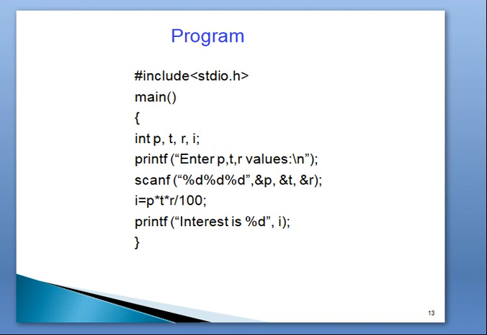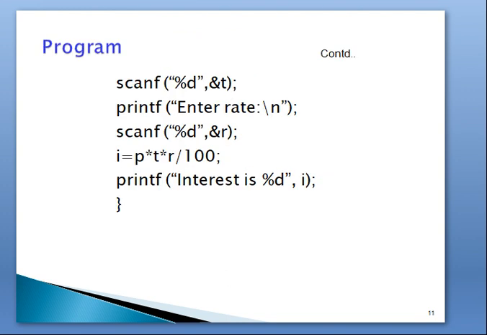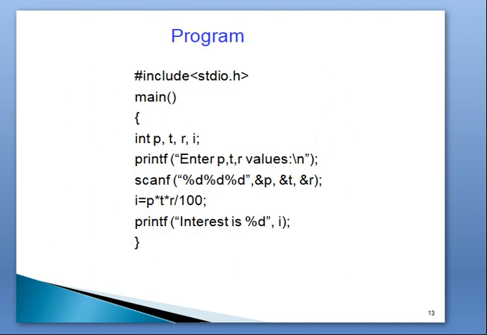9 to 10 lines. 1, 2, 3, 4, 5, 6, 7, 8, 9 lines. The previous program length is 1, 2, 3, 4, 5, 6, 7, 8, 9, 10, 11, 12, 13. So the previous program length is 13 lines and now the modified program length is 9 lines. 4 lines are reduced. The length of the program is reduced.